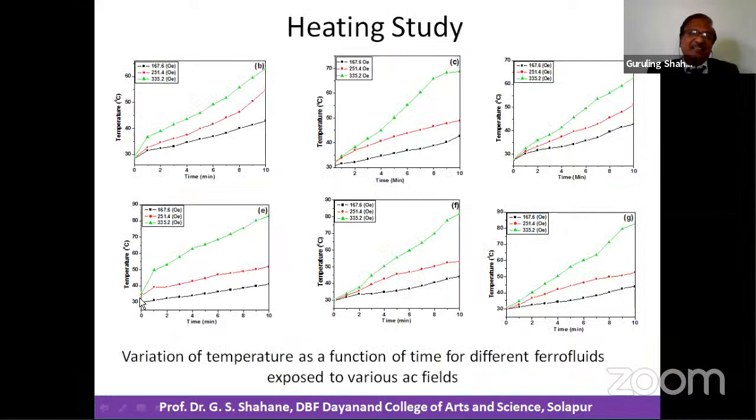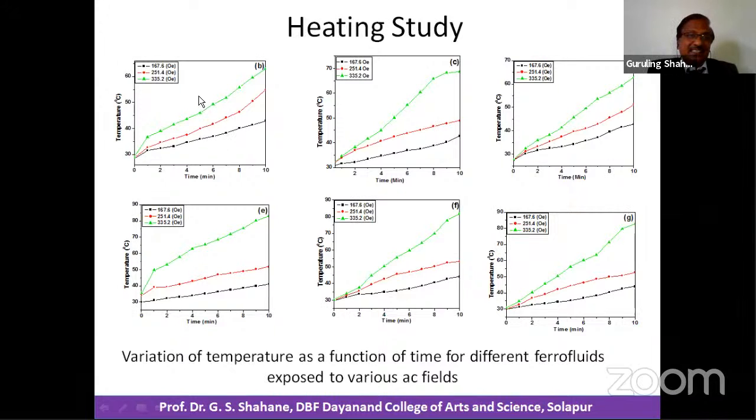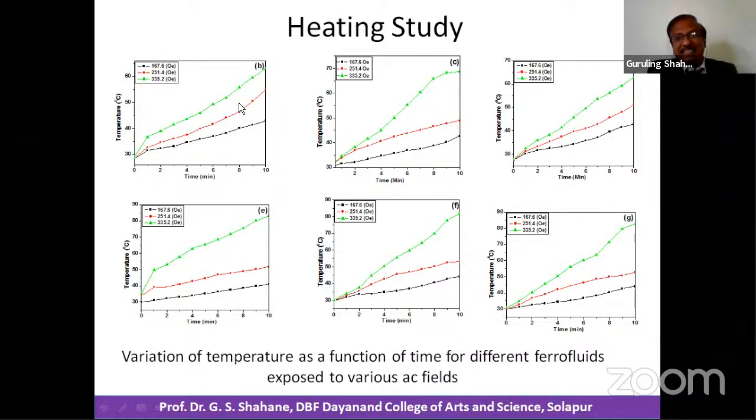These are the different heating curves, showing the variation of temperature as a function of time. You'll see that as time goes, the temperature of that ferrofluid, of that compound, increases. At the same time, if we consider the effect of magnetic field strength, as field strength increases, temperature also increases rapidly.